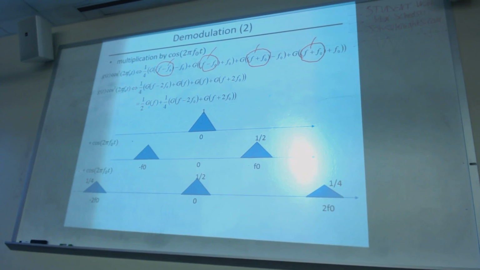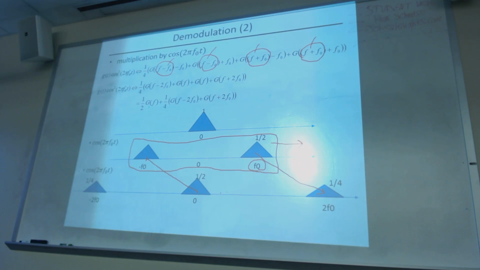So, see, if you shift these once to the right by f naught, then this will go to where? To 2f naught, right? Where does this one go? That one will go to the center. Exactly. I get that.